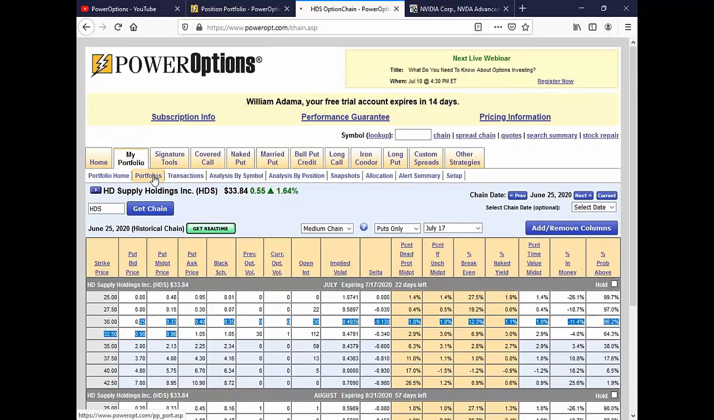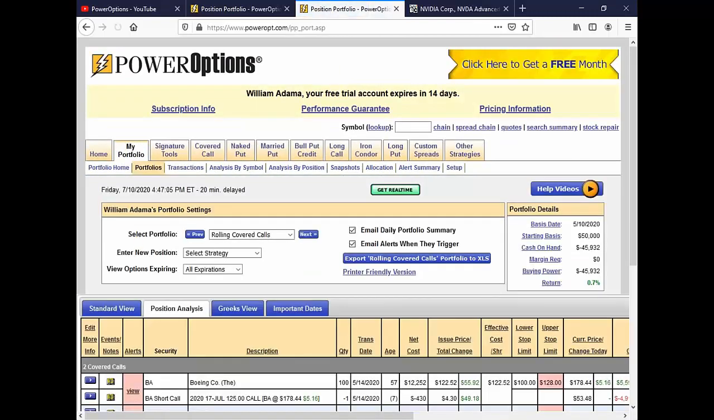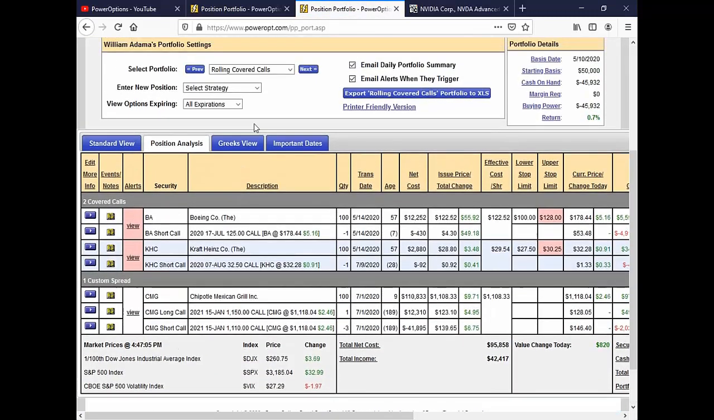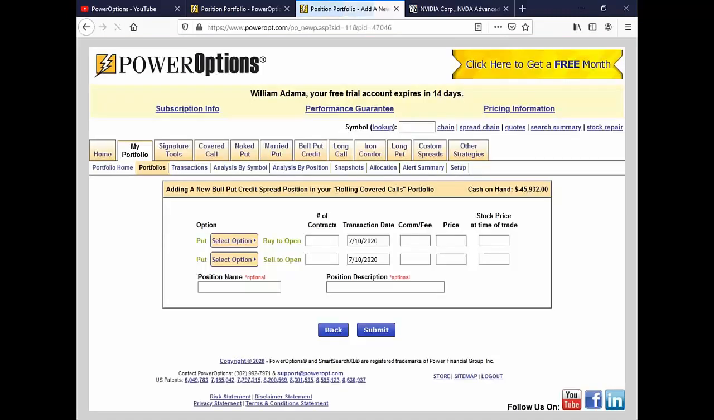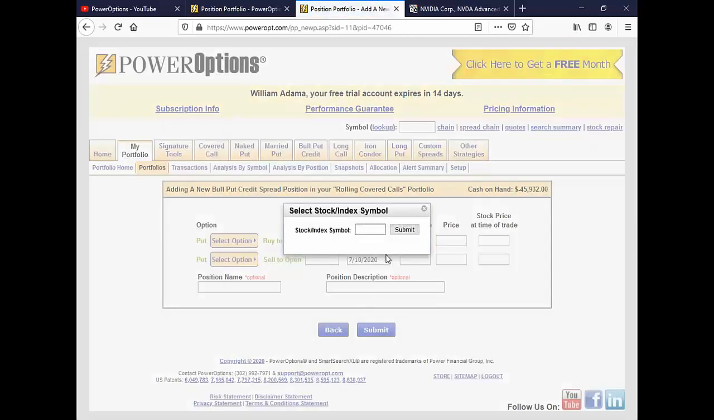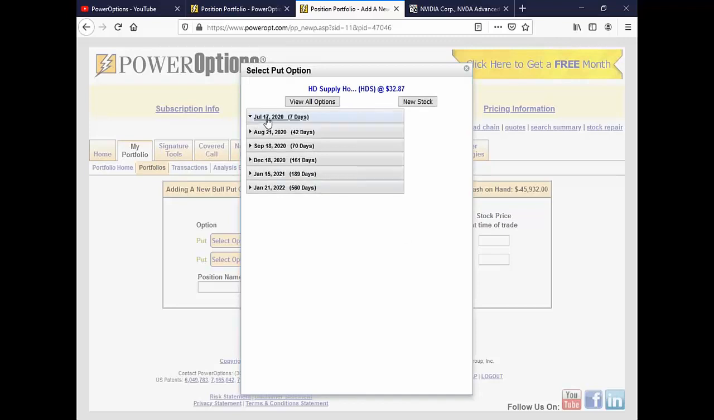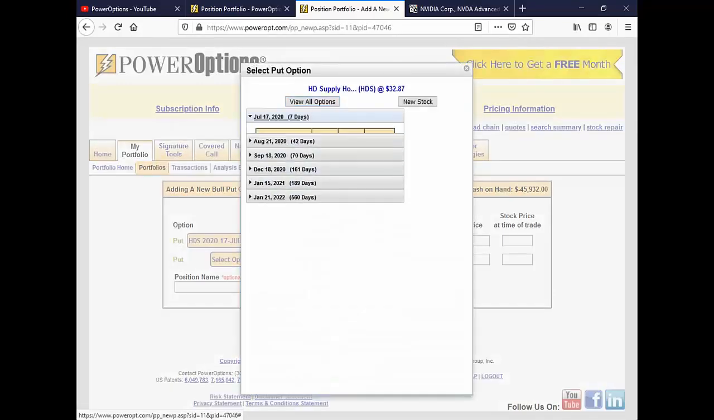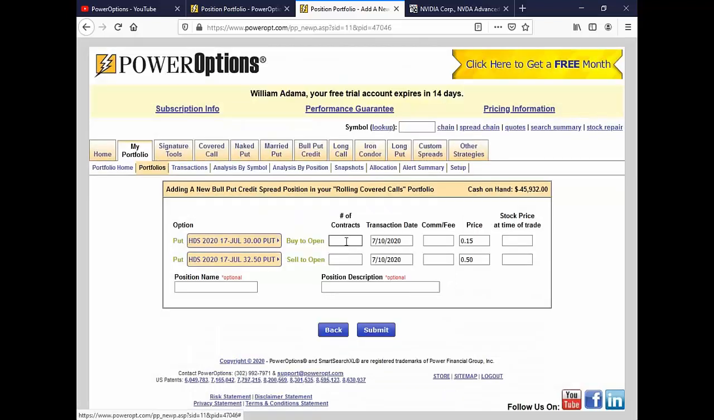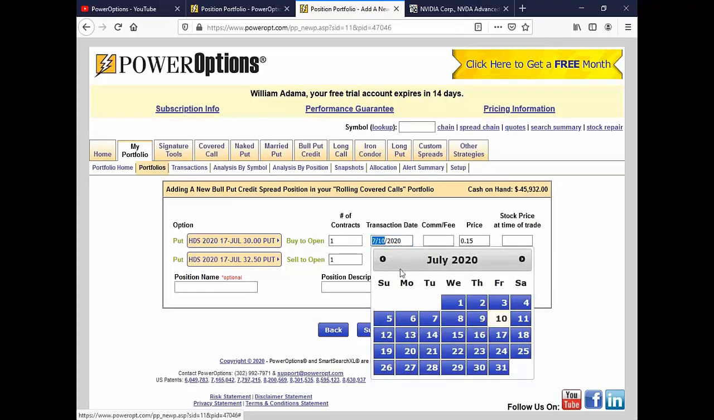So let's go to my portfolio. We'll keep it in the same one we entered that CMG position in for Octavio's first question. And we'll go to a bull put credit spread entry. And let's see, the buy put is first on HDS. All right, so we're going to buy the 30. We're going to sell the July 32 and a half. Now, we're not at expiration yet, I understand, and that's good. That goes along with Will's question. And this was 625.